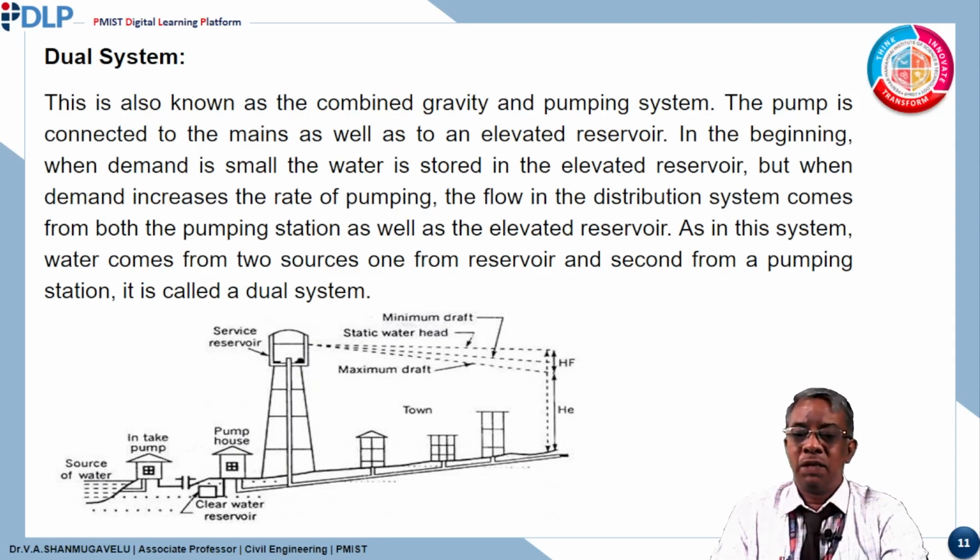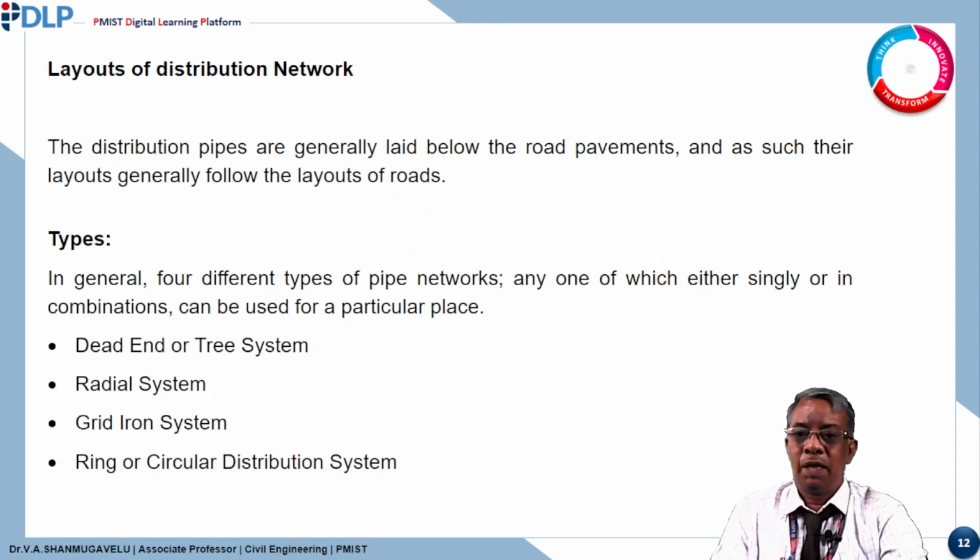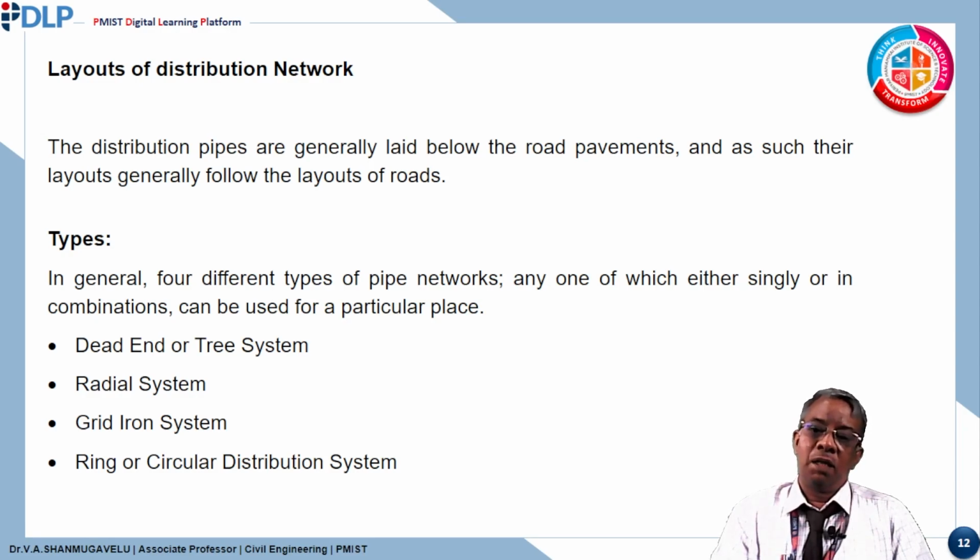The diagram indicates this dual system. Next, there are the distribution networks. They are distributed from the reservoir, from these resources, and supplied to towns or villages.